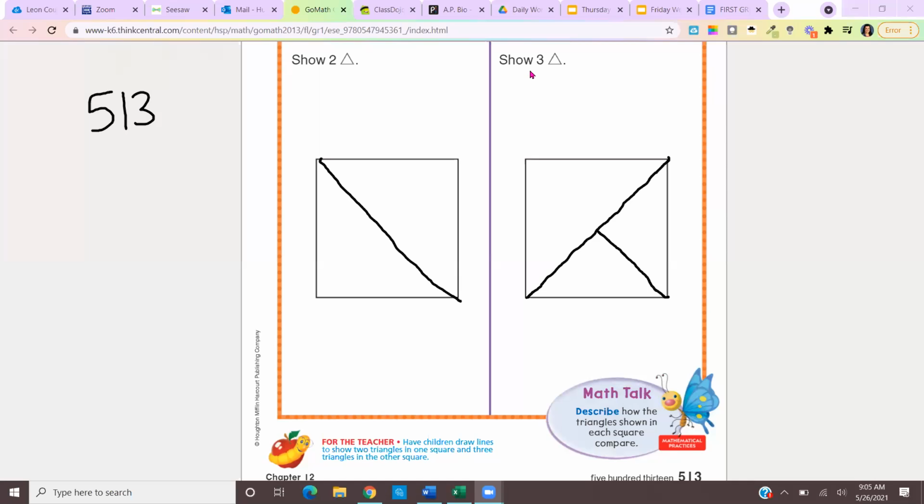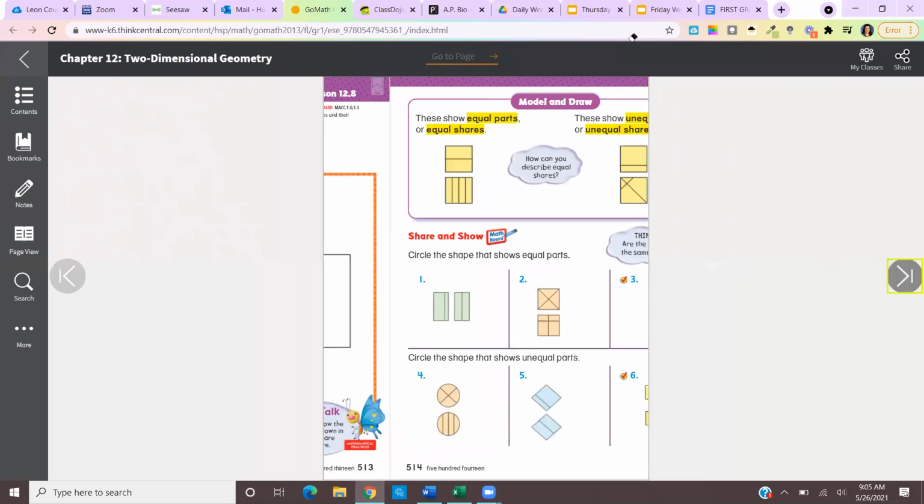So, once you have drawn your 2 triangles in one square and 3 triangles in the other square, show me your unicorn horn so we can move on to our next page. Okay, let's look at our next page.